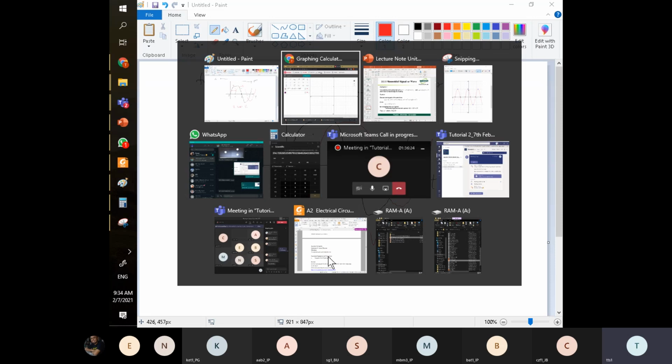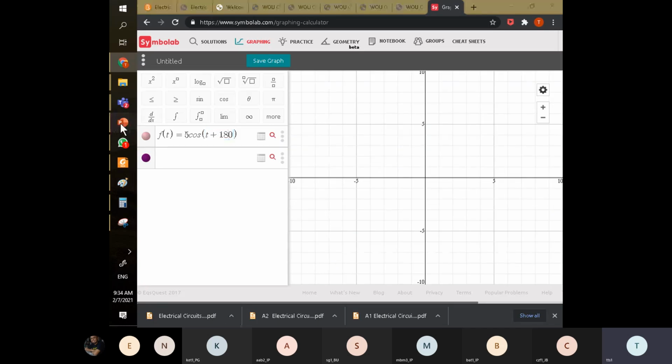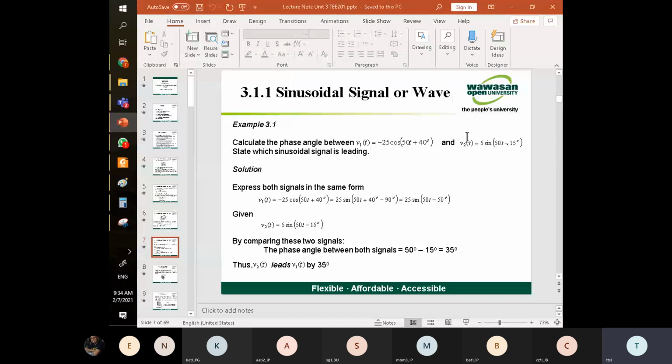And when you come back to the question here, one is the cosine, one is the sine. You can't just see which one leads unless we convert this cosine to the sine by adding the negative 90 here. We add negative 90 to this 40 here, we get minus 50. Now we can compare sine to sine function. Now one is minus 15, one is minus 50. This one only minus 15. This one minus 50.